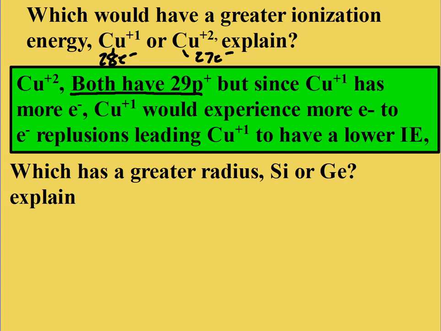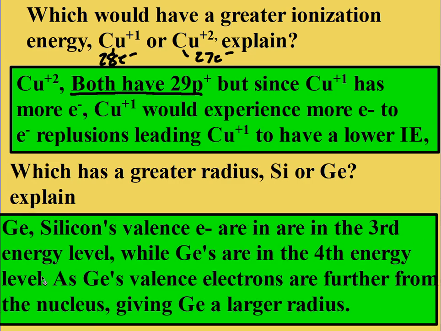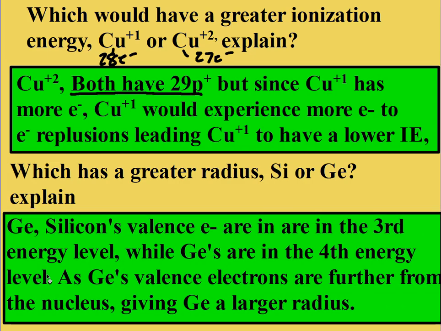So for this one, germanium and silicon are in the same column or same family. You could not just say germanium is bigger because it's further down. So first, answer the question, germanium. Silicon's valence electrons are in the 3rd energy level, while germanium's are in the 4th energy level. As germanium's valence electrons are further from the nucleus, it's going to give germanium a larger radius.